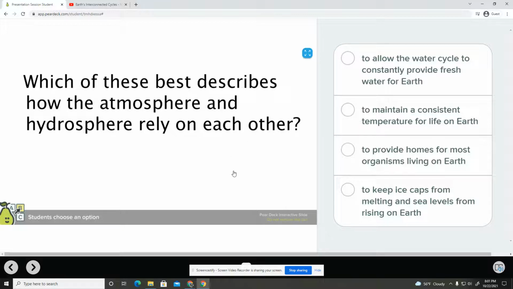Which of these best describes how the atmosphere and hydrosphere rely on each other? So the correct answer is to allow the water cycle to constantly provide fresh water for Earth, so that evaporation and precipitation allow fresh water to come from the marine environment, the salt water. Does it help maintain a consistent temperature for life on Earth? Yes, the atmosphere in conjunction with water, carbon dioxide, methane, all help regulate temperature, as well as even oxygen as well.